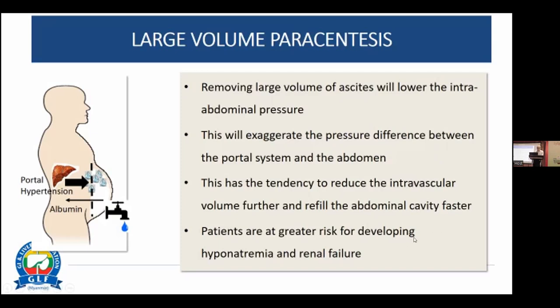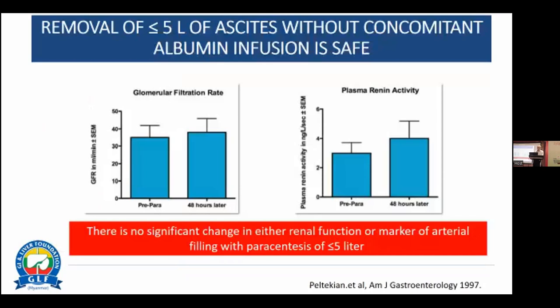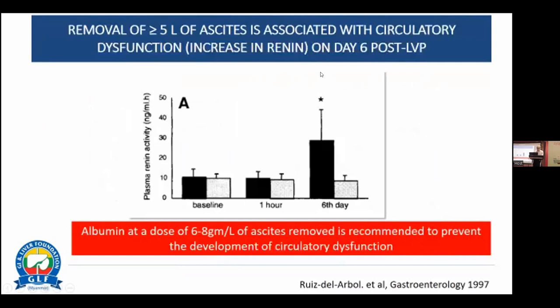In a patient with less volume paracentesis, there is a greater risk for the development of hyponatremia and renal failure. With less volume paracentesis, the albumin infusion is lower. Less than 5 liters can cause circulatory disturbance, which we call post paracentesis circulatory dysfunction.